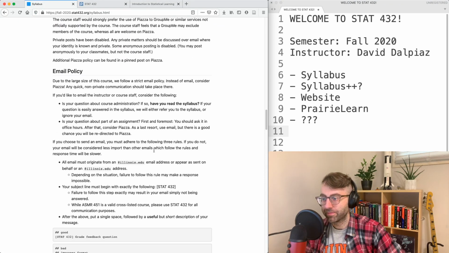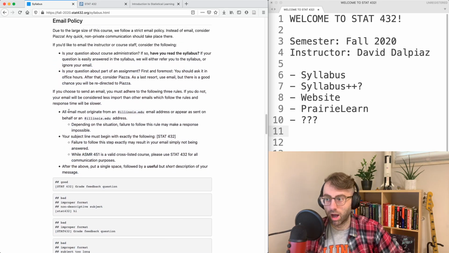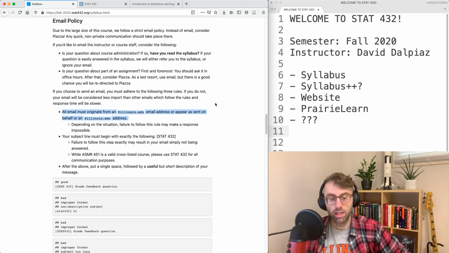All right, email. It's a long email policy. Please read it. Also, please follow it. I know I sound annoying with this huge email policy. One bit of this is more important than any other part, which is this. Emails from you must originate from your Illinois email account. I will not answer course questions about emails that do not come from your Illinois email account. That part is not for my benefit. That is for your benefit.